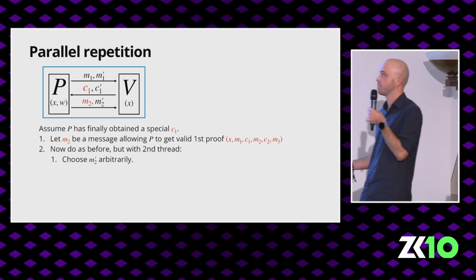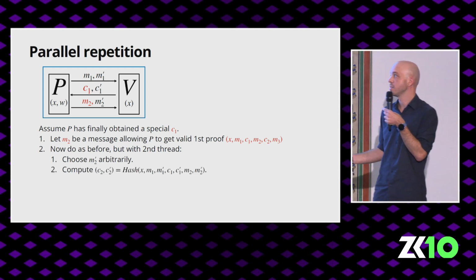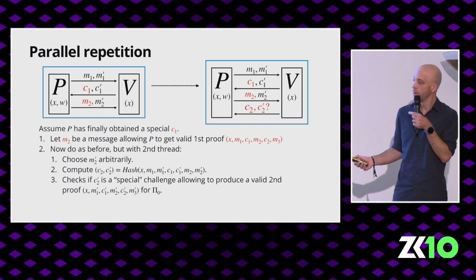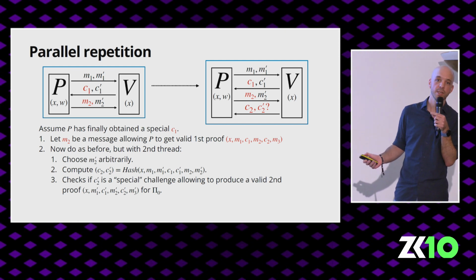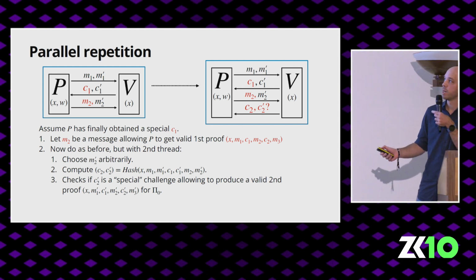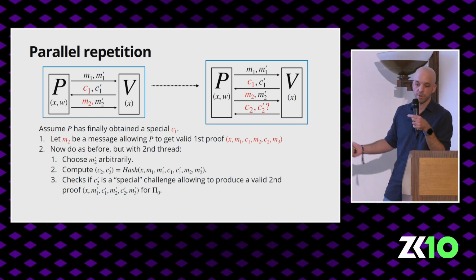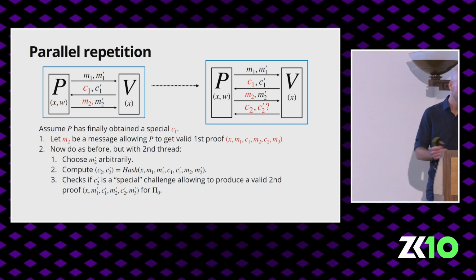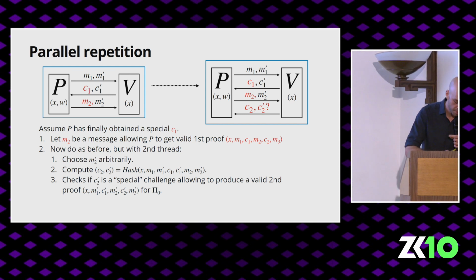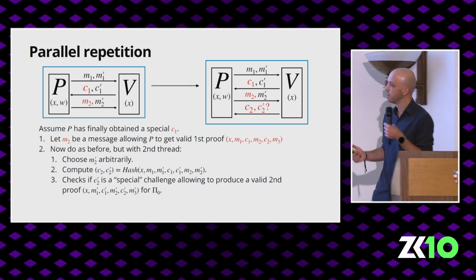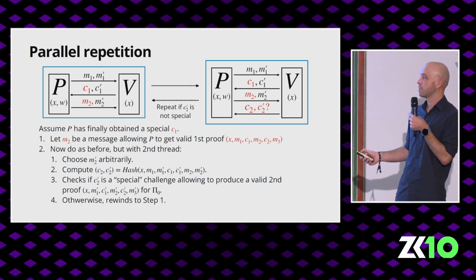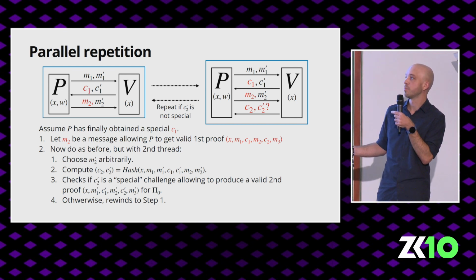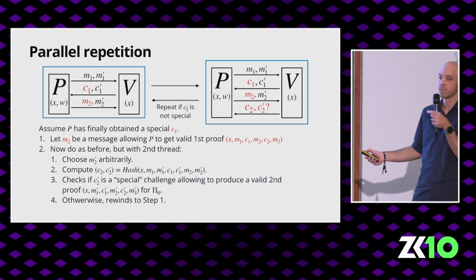It proceeds as before. It computes the new challenges. And again, it checks if the second component of the new challenges is a special challenge that allows it to break pi 0. So again, for example, it checks if C2 prime is a root to some polynomial, which would mean that the prover breaks the protocol pi 0. If it gets this special challenge, it is happy. Otherwise, it goes back to this step, chooses a new M2 prime, gets new challenges, and so on.